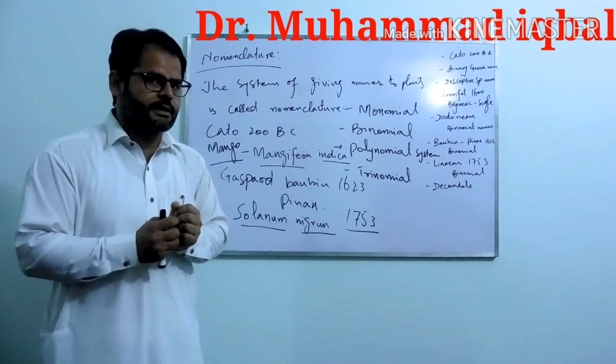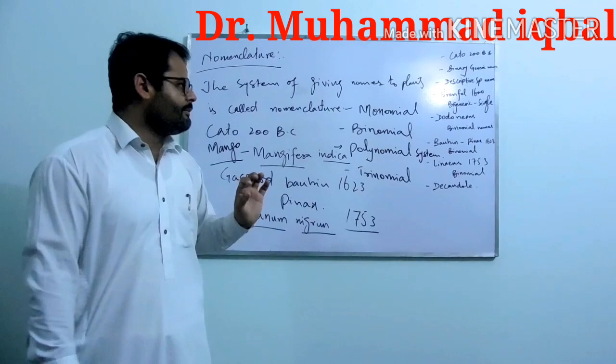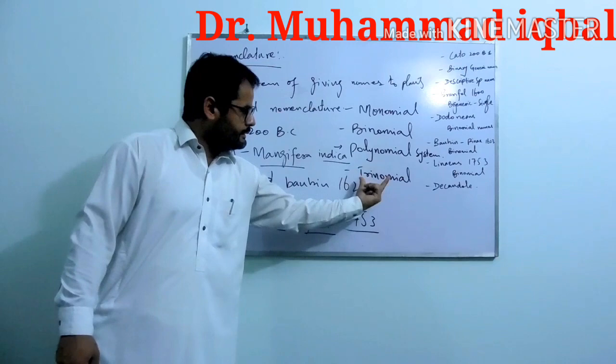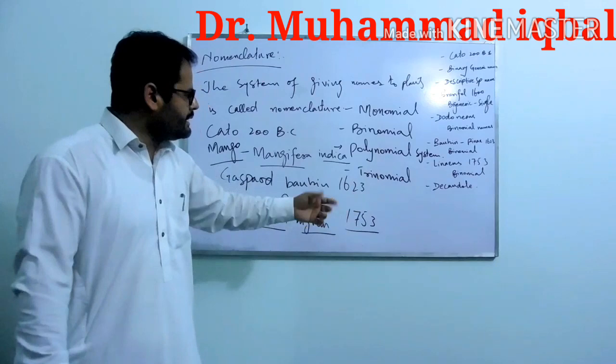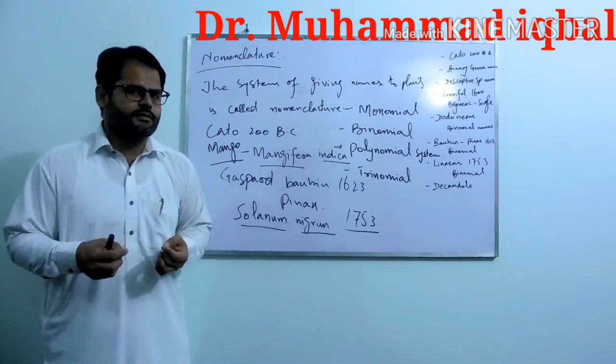Later on, we will discuss the characters of the plants, such as what kind of inflorescence there is in a plant. That kind of inflorescence is defined here in the polynomial system. Later on, the trinomial system was not followed, similar to the polynomial and monomial systems, because these were also difficult to pronounce and difficult to communicate, either among the students or among the scientists.